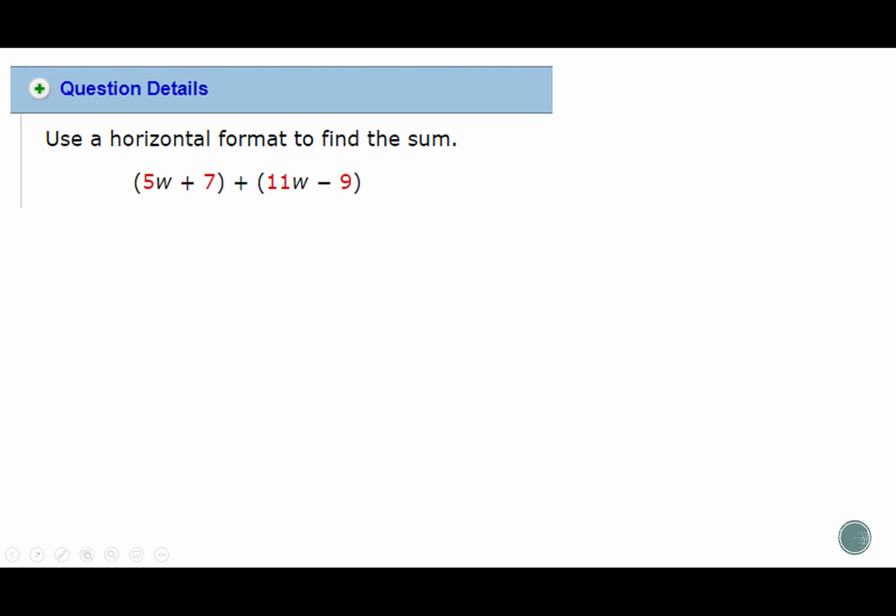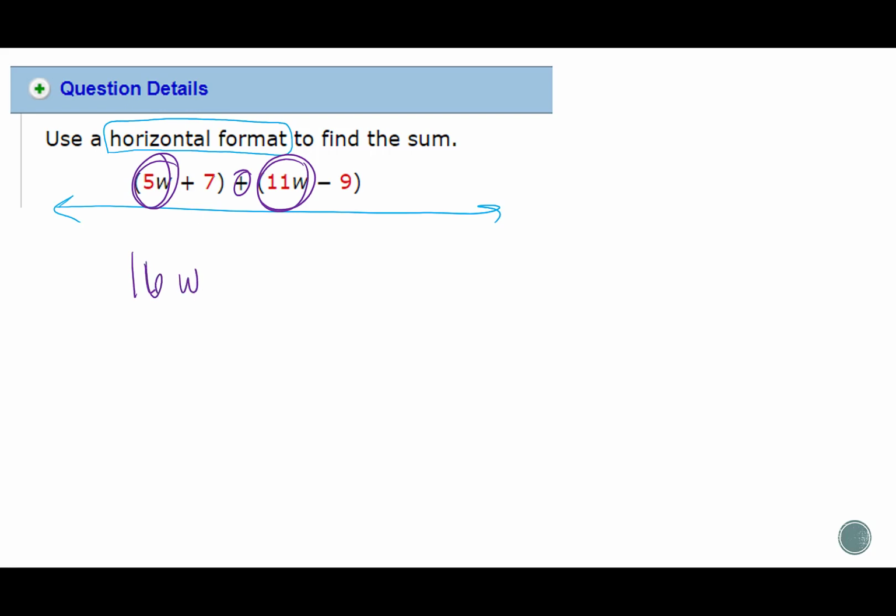Okay, so let's try adding two together. It says use the horizontal format to find the sum. I don't want you to panic about this phrase, horizontal format. All it means is add them together just straight across. This is just like the skill of collecting like terms that I taught you in a previous section. 5w plus 11w is 16w, and then positive 7 plus negative 9 is negative 2. And so this is a polynomial with two terms, so it's a binomial. 16w minus 2 is your final answer.